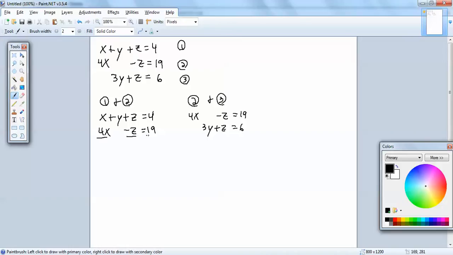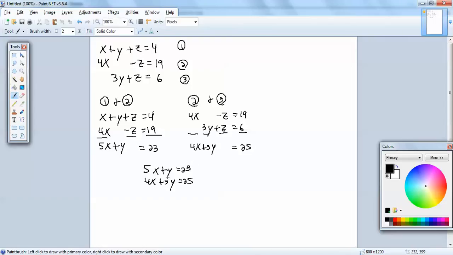The reason why I couldn't resist doing this method is notice how the z's already cancel. x plus 4x is 5x plus y, that's gone. 4 plus 19 is 23. Over here, if I add together the equations, I got 4x plus 3y. Those z's are gone. 19 plus 6 is 25. So now I have 5x plus y is equal to 23, and 4x plus 3y is equal to 25.